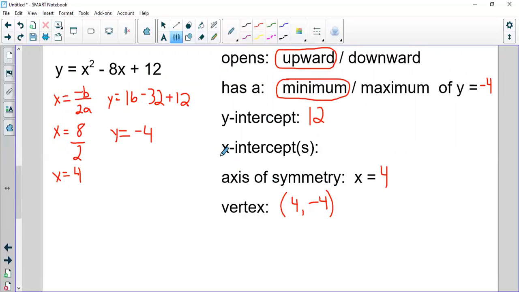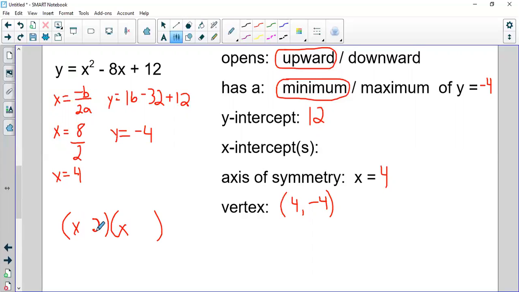And my final step is to find the x-intercepts. Let's solve this equation by factoring. Any factors of 12 that add to make 8? Well, let's see, 4 and 3, 4 plus 3 is 7. Nope. 2 and 6, 2 plus 6, 8. Got it. So I got my two parentheses. I got an x and an x.